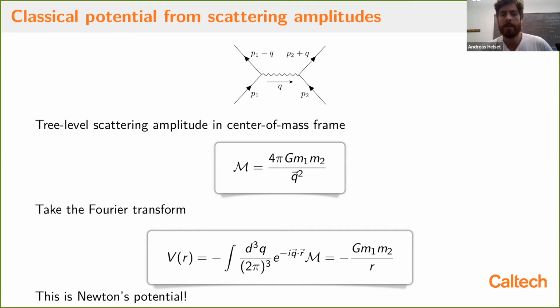If we take the Fourier transform of this amplitude from q space to position space, we end up with a 1 over r. And this is nothing but Newton's potential. So this very simple tree-level amplitude contains information about Newton's potential, which is clearly relevant for classical physics. So there's a link here between things we calculate in amplitudes and things we care about classically.